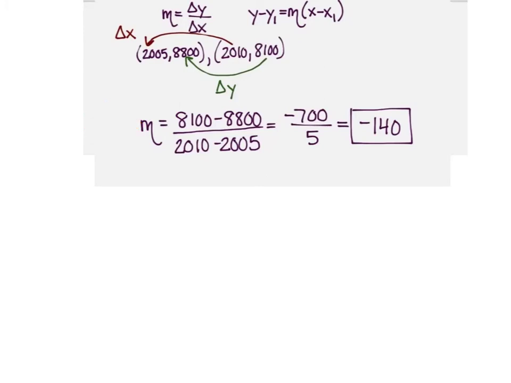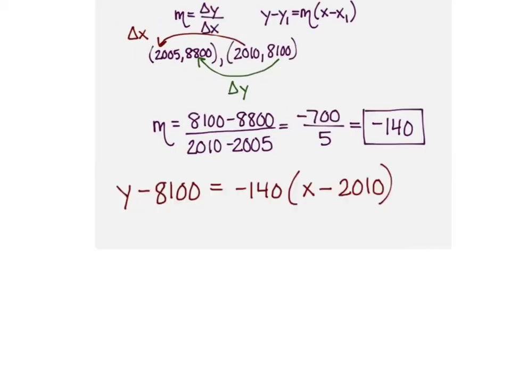And then what I'm going to do is choose one of my data values. I think I'm going to choose this one because the numbers look neater. And I'm going to use that negative 140 to plug into the point slope formula. Once I've plugged into the point slope formula, I then have to take that negative 140 and distribute it into my parentheses to eliminate those parentheses, and then my next step will be to get it in y equals mx plus b form by taking this negative 8100 and moving it over to the right-hand side.